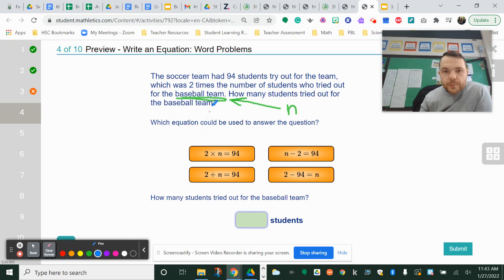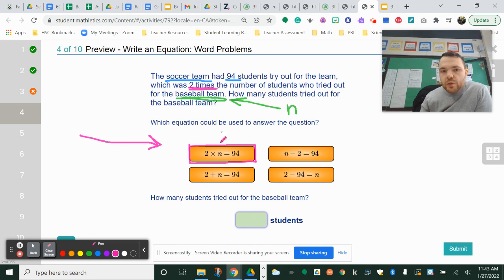What we do know is there were 94 students on the soccer team. We also do know that that was 2 times the number of students who tried out for the baseball team. Now, what we need to find from the 4 possible algebraic equations provided is which one represents that information. So let's go through them individually. 2 times n equals 94. Well, I'm analyzing that as most likely the correct answer already.